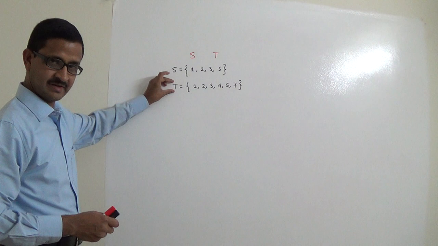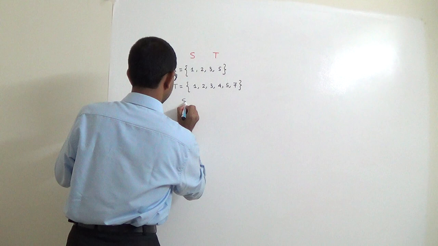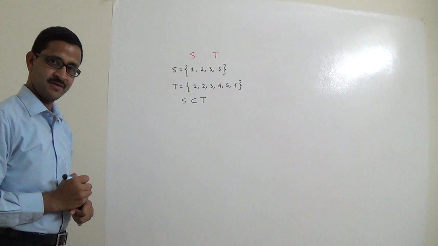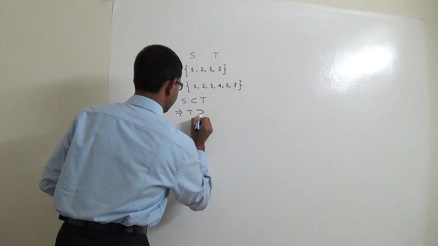Right? So then we can say that S is a subset of T. And how can we express this? We can express it as S is a subset of T. The same thing we can express in some other form, that is called superset. This actually implies that T is a superset of S.